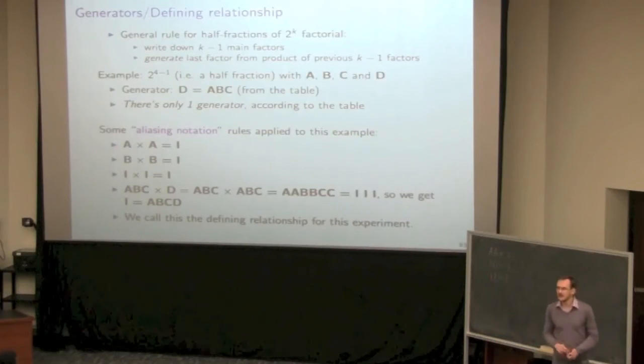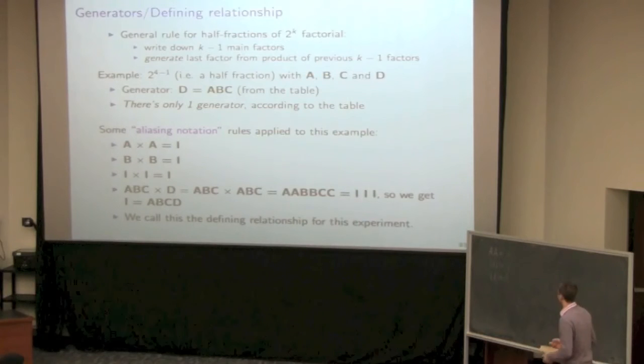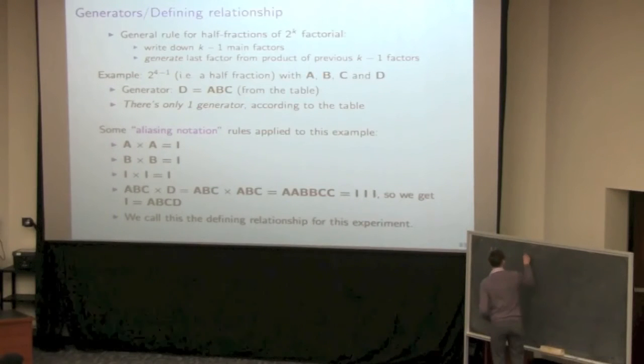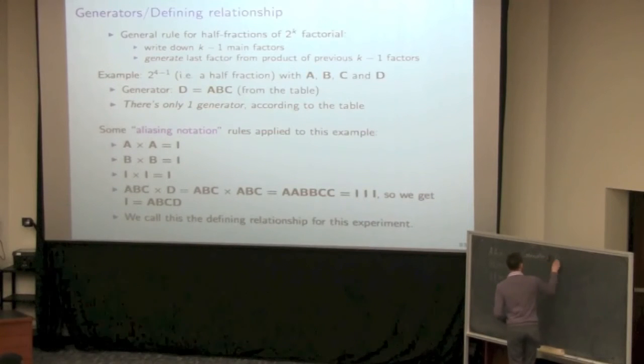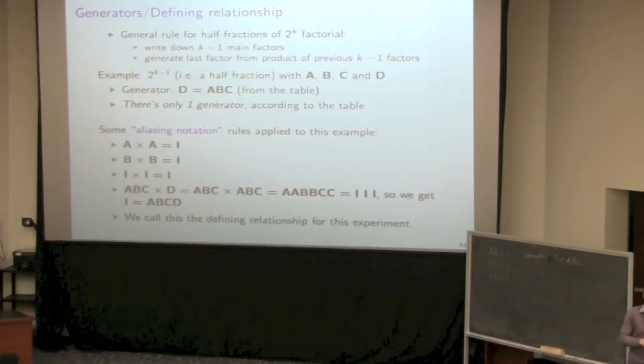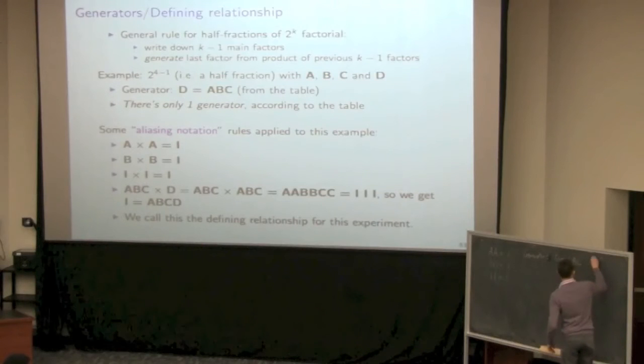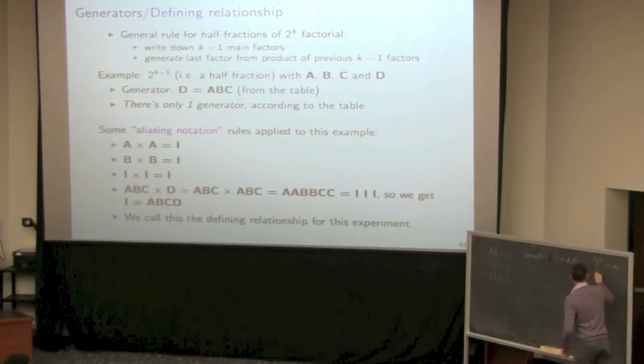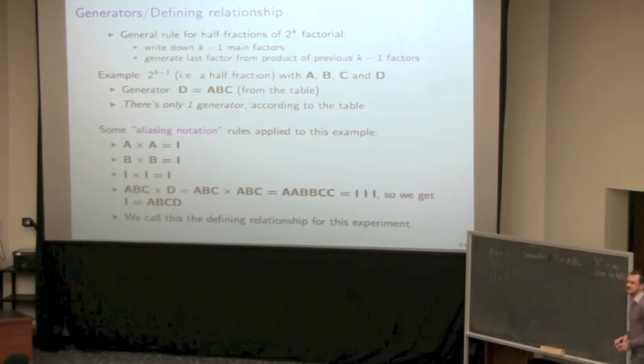So let me use this idea here. I'm saying my generator D is equal to ABC. That says that D is an alias for ABC. So the fact that D is an alias for the ABC three-factor interaction is another way of saying it. And we get that generated from the table.